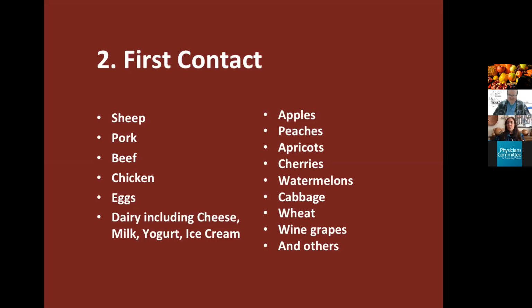Then history moves forward and we have first contact. So what did the Spanish bring to this area? Well, they brought sheep, pork, beef, chicken, eggs, and dairy, including cheese, milk, yogurt, and ice cream, as well as our northern New Mexico apples, peaches, apricots, cherries, watermelons, which I know everybody considers a traditional native food, cabbage, wheat, wine grapes, and others. So some of these foods we want to keep in our diet and some we don't.